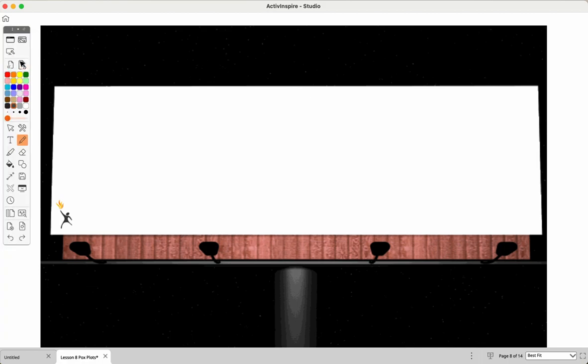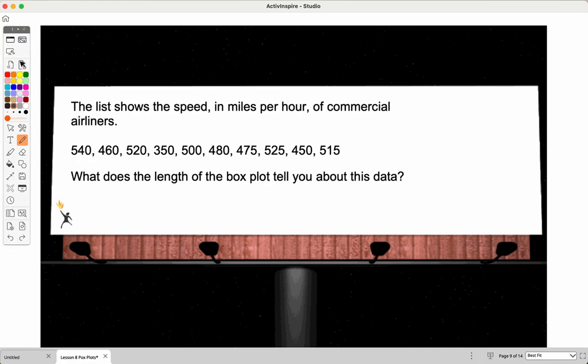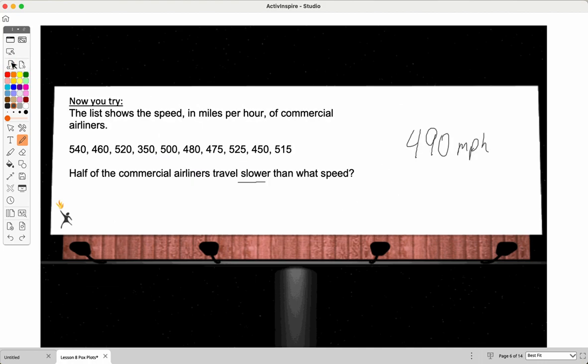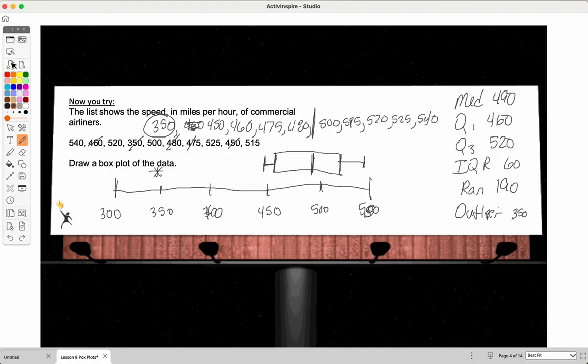All right, let's look at the next one. I've got to skip a page. Now, same box plot we're using. What does the box plot tell me about my data? So going back and using this information again, there's two ways you could talk about both the IQR and the range and figure that out.